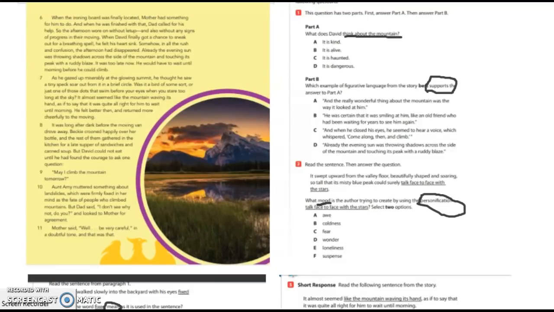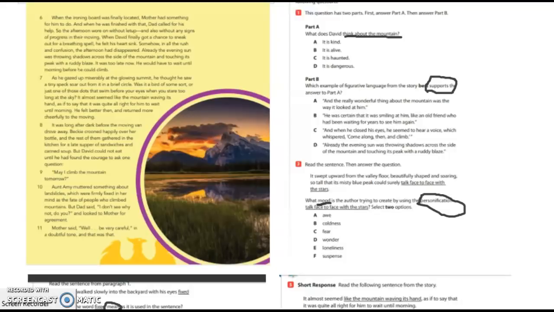When the ironing board was finally located, Mother had something for him to do, and when he finished with that, Dad called for help. So this afternoon wore on without let up, and also without any signs of progress in the moving. When David finally got a chance to sneak out for a breathing spell, he felt his heart sink. Somehow, in all the rush and confusion, the afternoon had disappeared. Already the evening sun was throwing shadows across the side of the mountain and touching the peak with a ruddy blaze. It was too late now. He would have to wait until morning before he could climb.